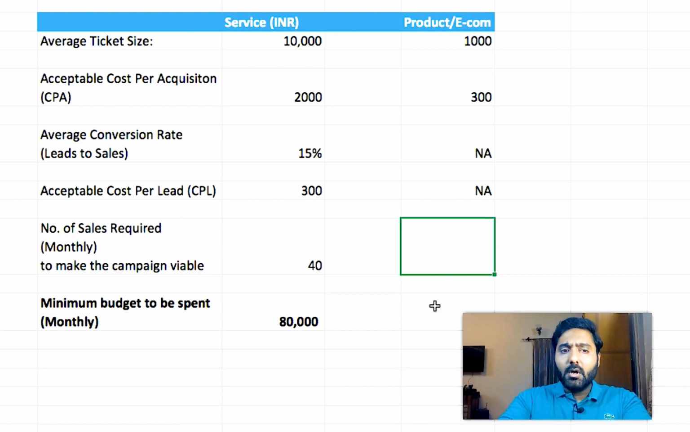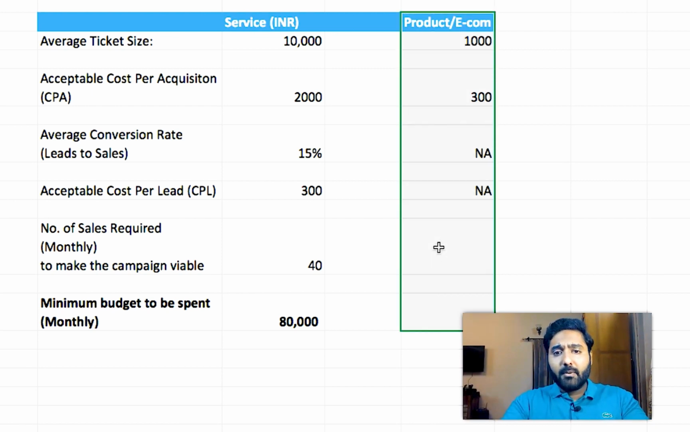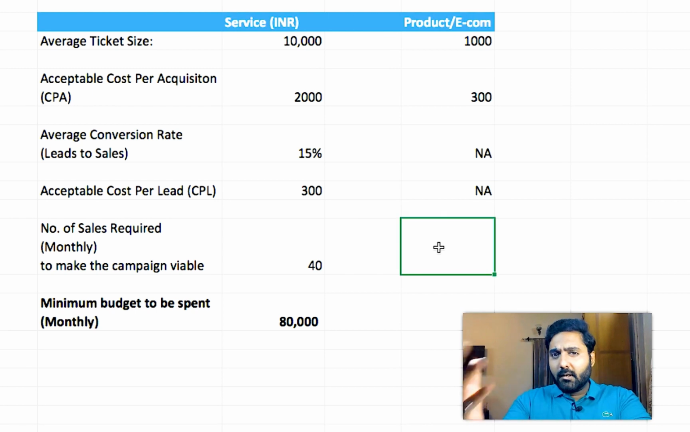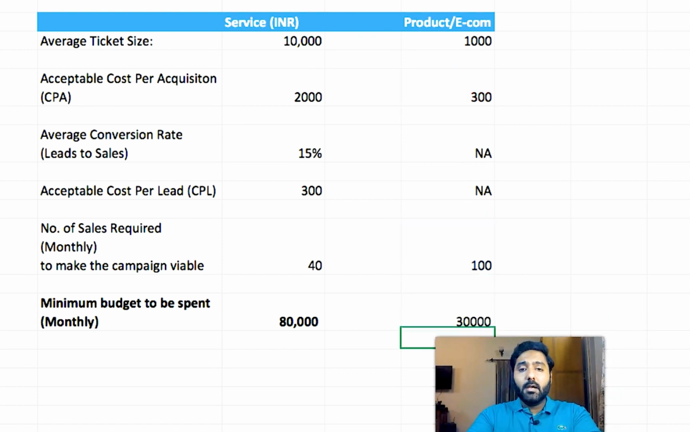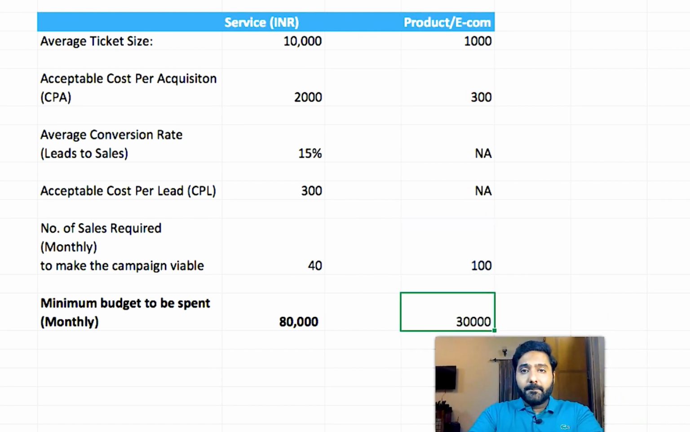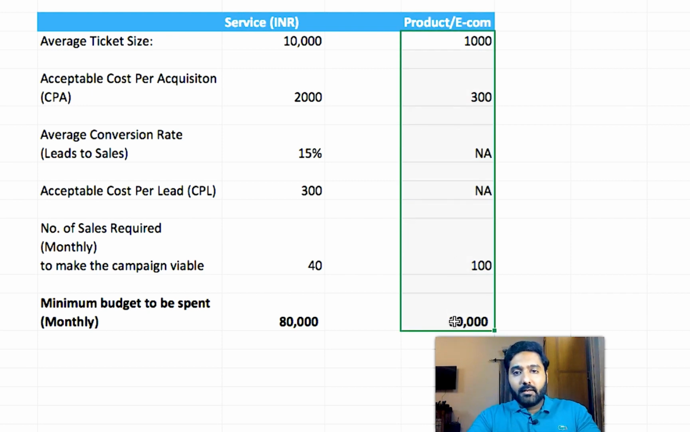So I also want to do another calculation for the product e-com business. So this is a little more simpler. Let's say in this case, for our e-com business, we want to generate 100 sales a month. So this is pretty straightforward because we know the number of customers we want and we know the acceptable cost per acquisition that we are okay with. So that's that. And when you multiply both of those things, you will get 30,000 rupees. So for this kind of a business, to generate this kind of business, you will need to spend 30,000.